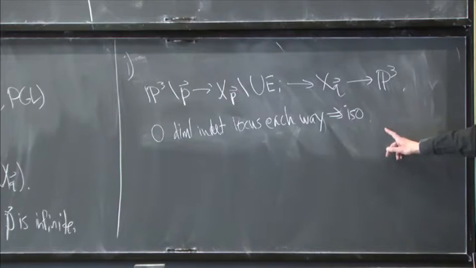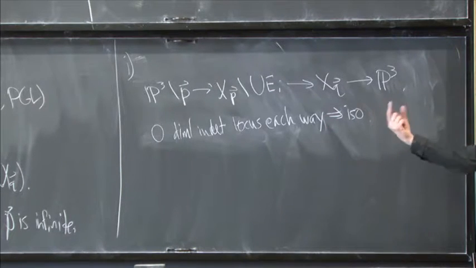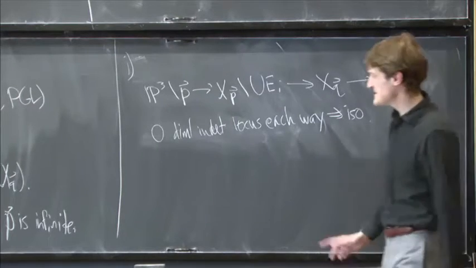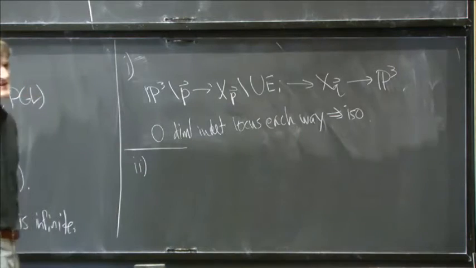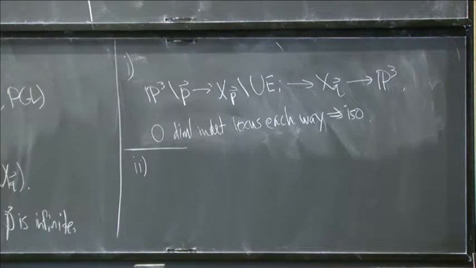And this is the part that's not true in P2, right? The standard Cremona transformation from P2 to P2 has 0-dimensional indeterminacy both ways. But in P3, that's the difference. The Cremona transformation on P3 is undefined along these 6 lines.